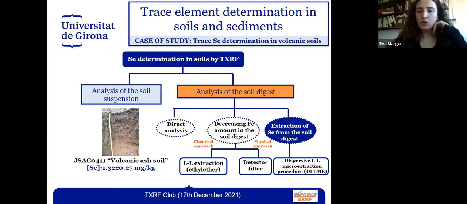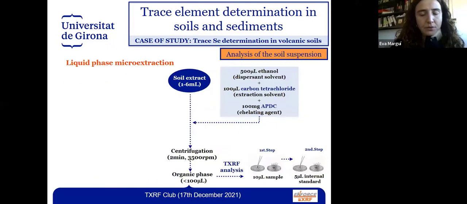In this case, we use a microextraction procedure, the one that is shown in the slide. We add a mixture of ethanol, carbon tetrachloride, and APDC to the soil extract. The chemical basis of this extraction is that the APDC forms a complex with the selenium that is extracted in a small volume of the organic solvent. Then these few microliters of organic solvent can be directly analyzed by TXRF.